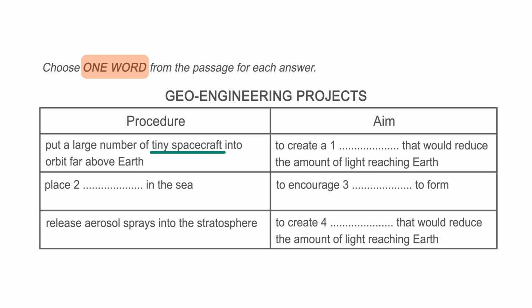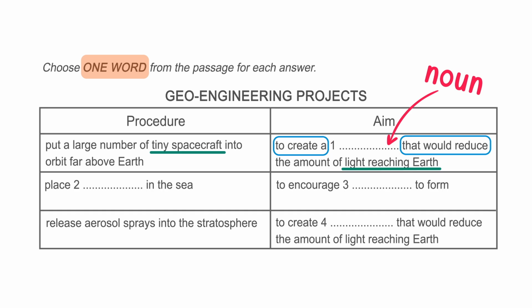And for question number 1, before number 1 is to create a. So here we guess what the answer might be. So create a something. So we should write a noun here. Create something that would reduce the amount of light reaching Earth. Again, that would reduce is our connecting word here after the blank, which is very important. So something would reduce the amount of light reaching Earth. And light reaching Earth is our keyword again here, right?